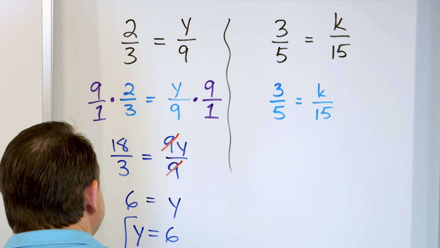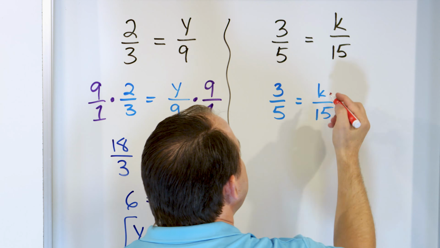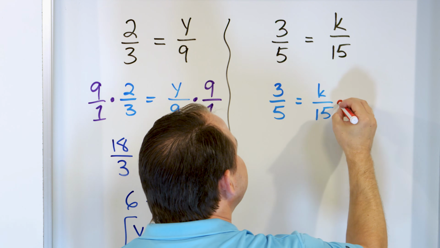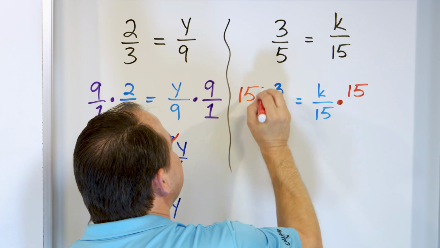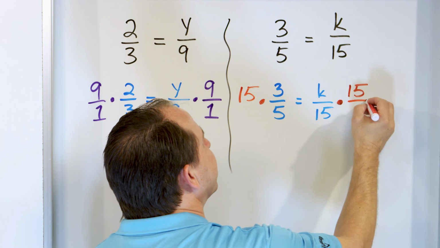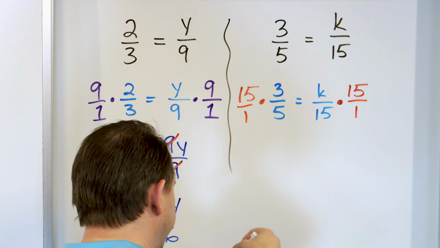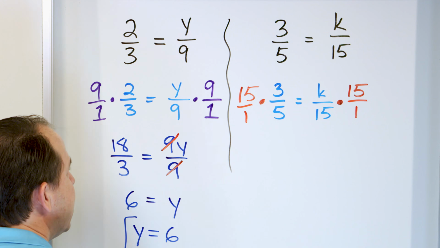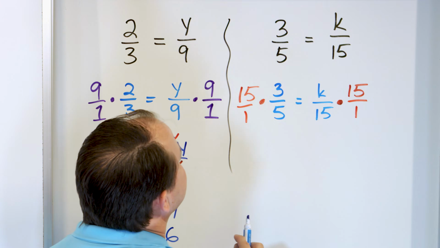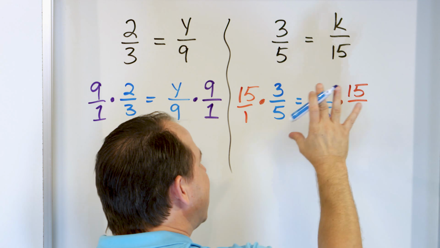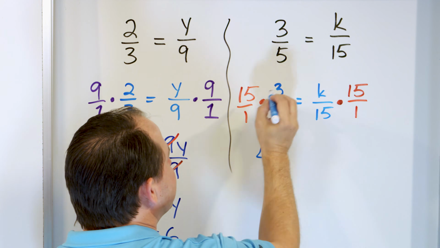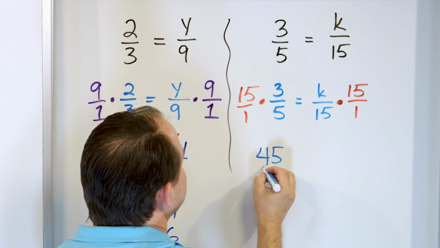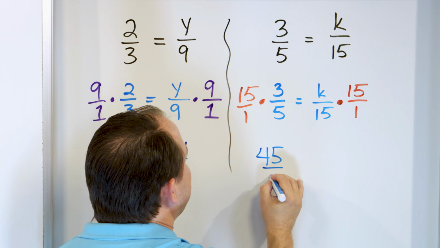Now, I have the k here. I want it by itself. I'm dividing by 15. To get rid of it, I must multiply by 15. And if I do it to that side, I have to do it to this side. Since we're working with fractions, we're going to write it as 15 over 1 that we're multiplying by. Now on the left, 15 times 3. You might not know that. You might have to go off to the side, but 15 times 3 is 45. And that's very easy for you to multiply out. 15 times 3 is 45. And then 1 times 5 is 5.